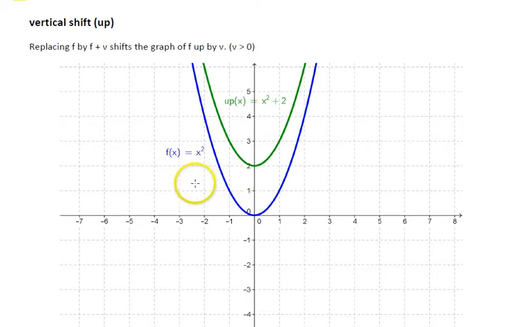We start with the function f of x equals x squared, shown in blue here, with its vertex at the origin. Replacing it with a new function, x squared plus 2, the difference being that we've added 2 to the entire function, we get a vertical shift up. Every value moves up by 2. And the entire graph is shifted vertically up by 2.